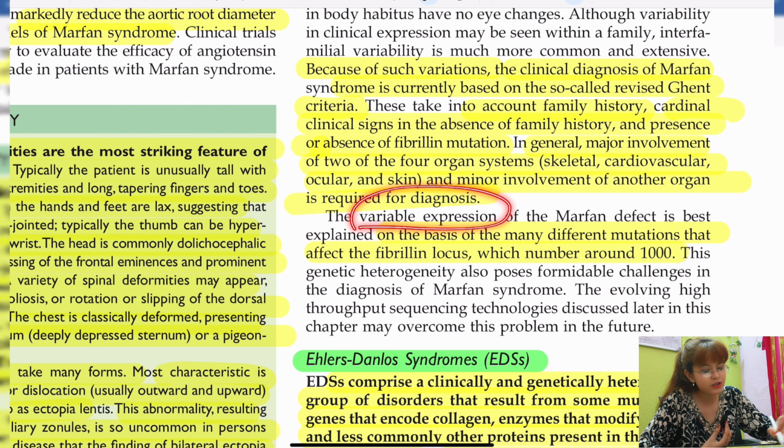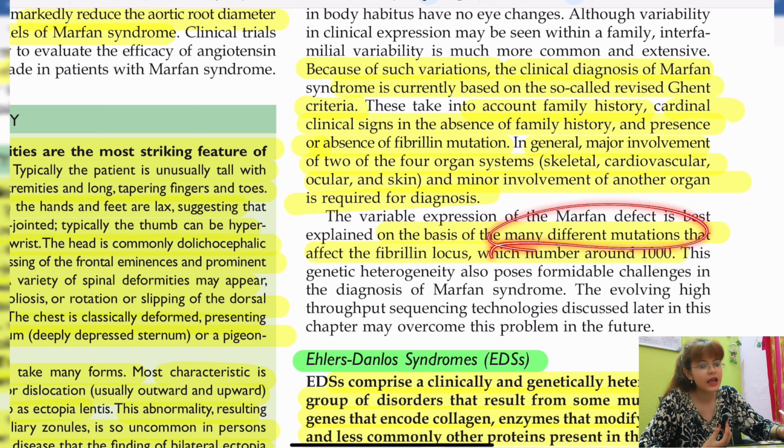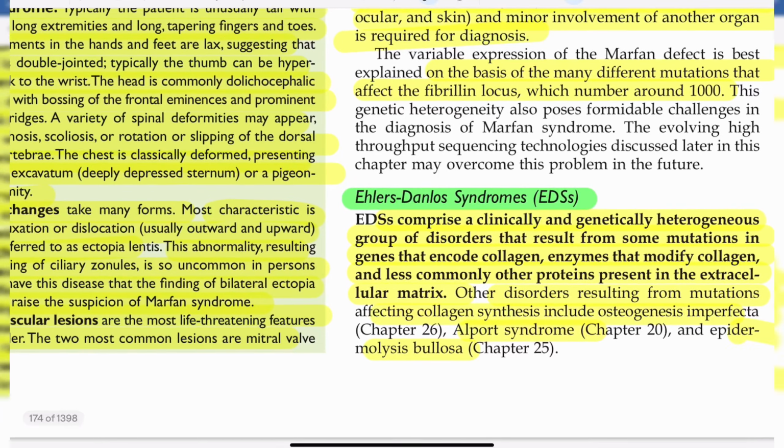The variable expression can be explained by the fact that there are so many different mutations. There can be up to 1,000 mutations in the fibrillin locus, which gives rise to so many various kinds of clinical symptoms happening in these patients.